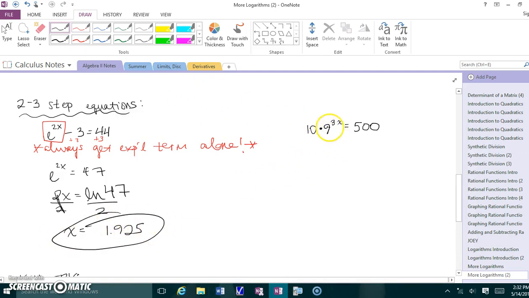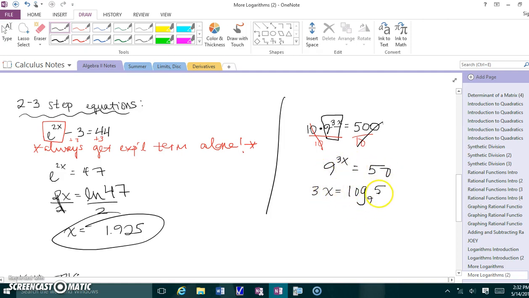Let me do one more with you quick. So you have to decide what is the base of the exponent. The base is 9. The base is not 10. 10's just there. It's an extra number. We don't want it, so we have to get rid of it. So divide by 10 quick. And I now have 9 to the 3x equals 50. And I have x equals b to the y. Let's convert to logarithmic form. X is b to y, y equals log base b of x.